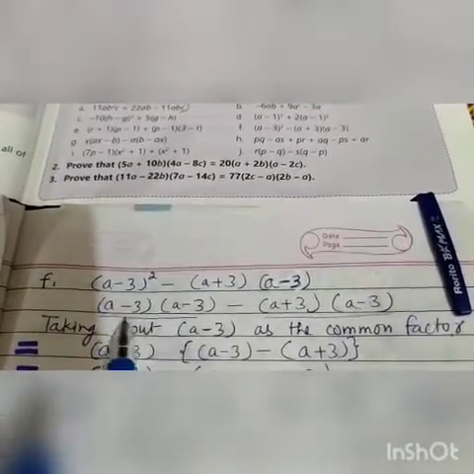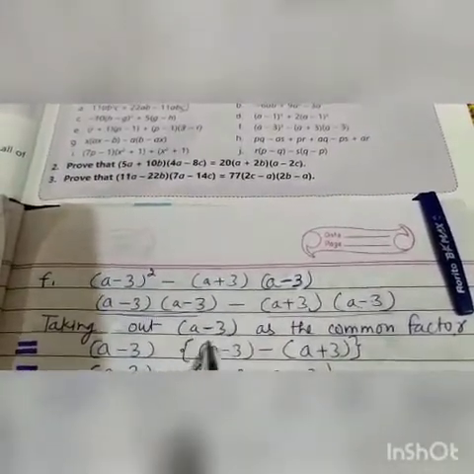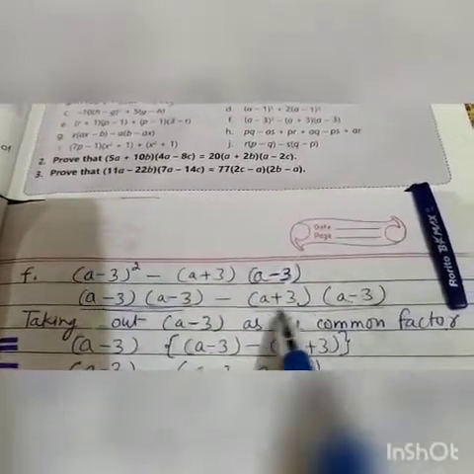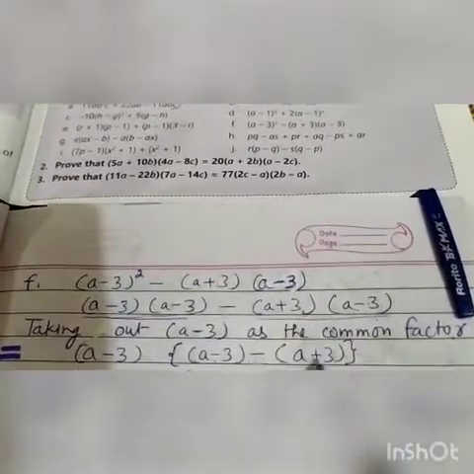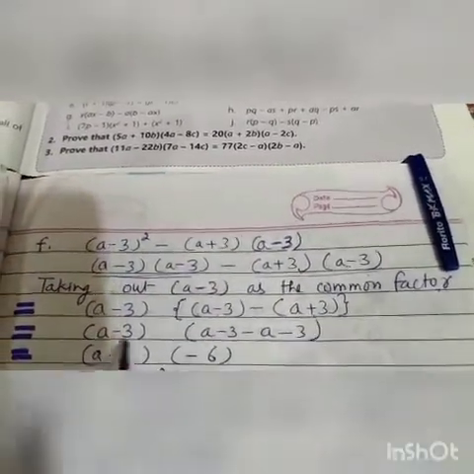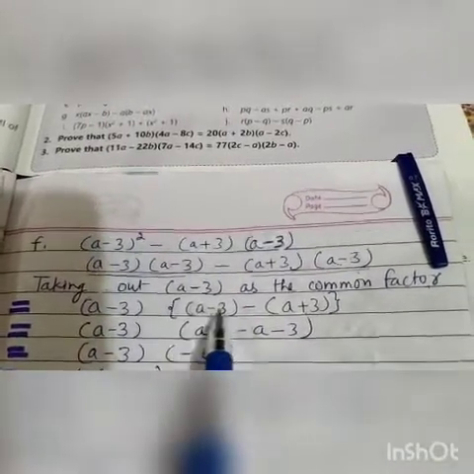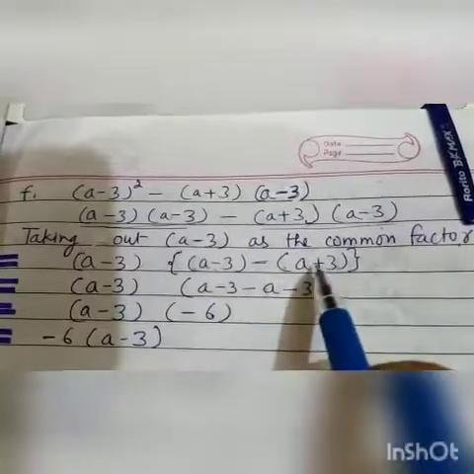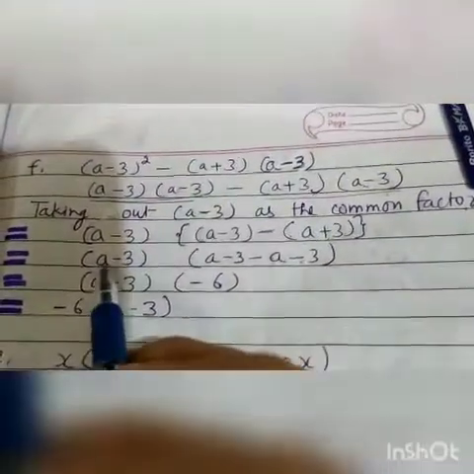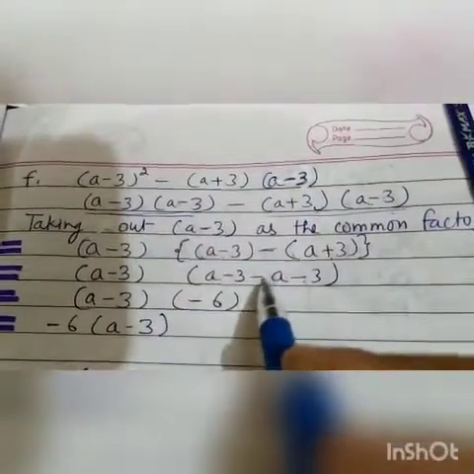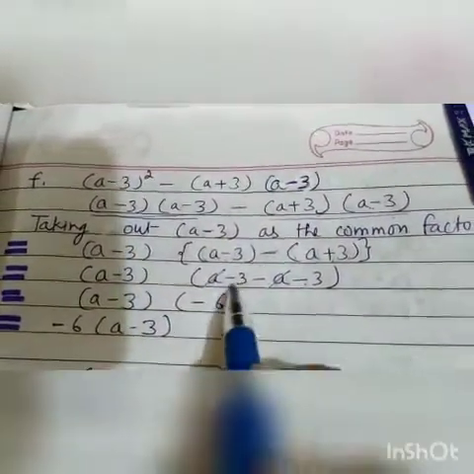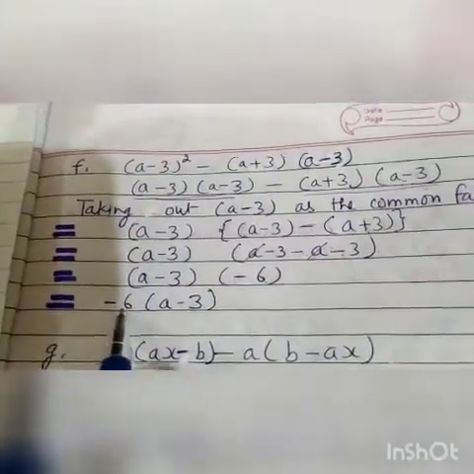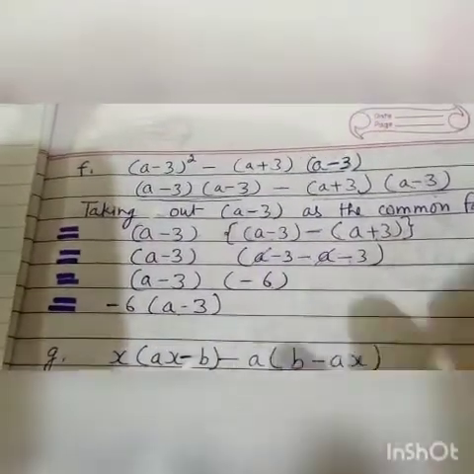Then what is left from the first term? This is flower bracket, (a − 3) is left. Then this minus here, and from the second term (a − 3) is common, so (a + 3) is left here. Now this (a − 3), this (a − 3), out of this bracket minus sign, so we will write it minus (a − 3). Now this plus a, this minus a, both are cancelled, so minus 3 minus 6, that is minus 6. Now this minus 6 will be written in starting, then this (a − 3).